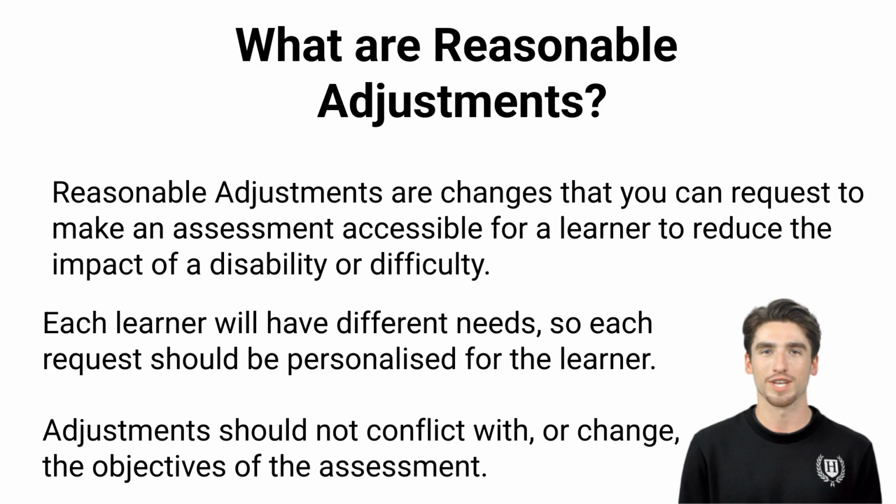Reasonable adjustments are changes made to reduce the impact of a disability or difficulty that would otherwise put a learner at a disadvantage during an assessment. Each adjustment should be based on the individual learner's normal way of working and their specific needs. Please note that we cannot allow adjustments that would conflict with or change the objectives of the assessment.